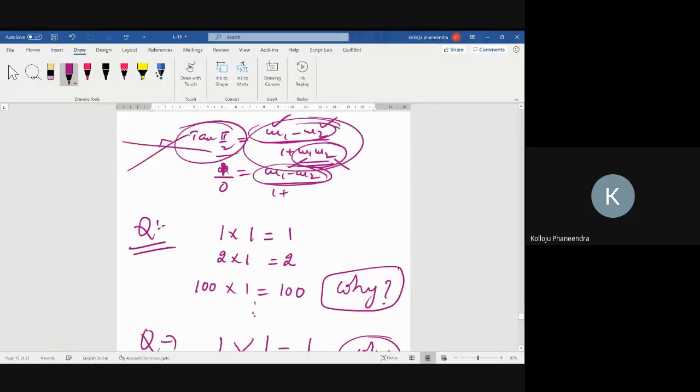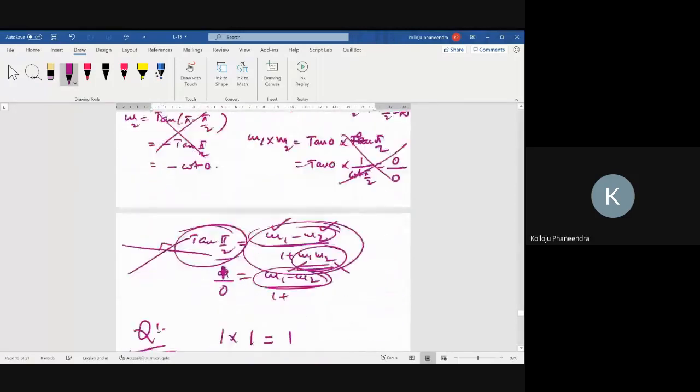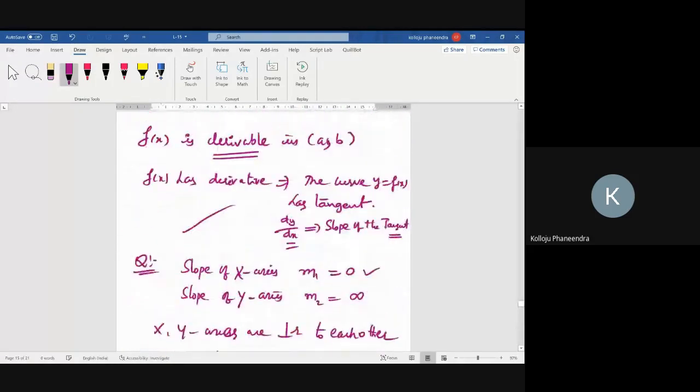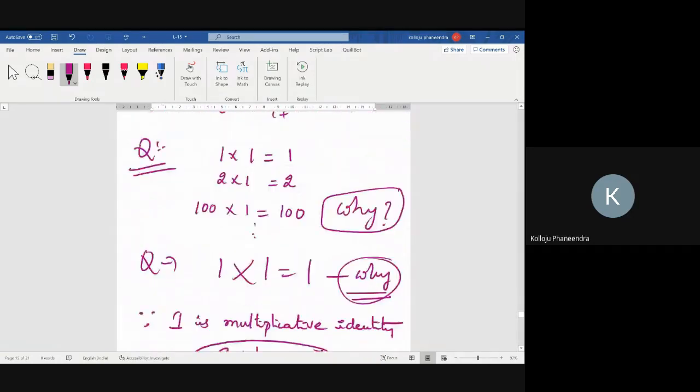Anyway, answer this tomorrow: m1 into m2 is minus 1. Now, coming back to where I stopped. F of x is derivable in the open interval a comma b. Derivable means f of x possesses a derivative, only the first derivative, that's enough for us. Derivative exists means the corresponding curve possesses a tangent at every point.